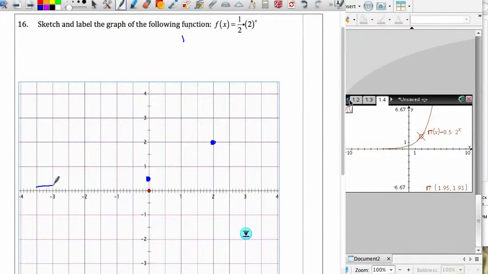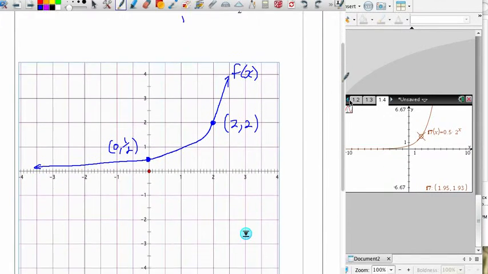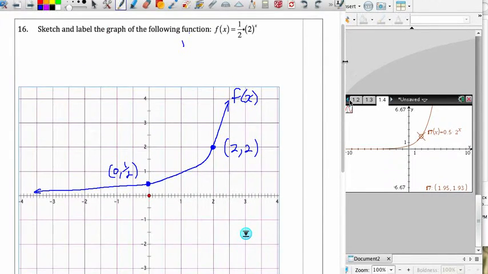And then what I'm going to do is use a hopefully smooth curve. Do not use a ruler. I'm going to make sure I pass through those 2 points. Arrows at both ends because the function continues forever. Labels: x is equal to 0, y is equal to 1/2. Label for at least one other point. I've chosen the point (2, 2), and this is the function f of x. And of course we could easily determine domain and range as well if we were asked to at this point. Okay, and that's the end of exponents.